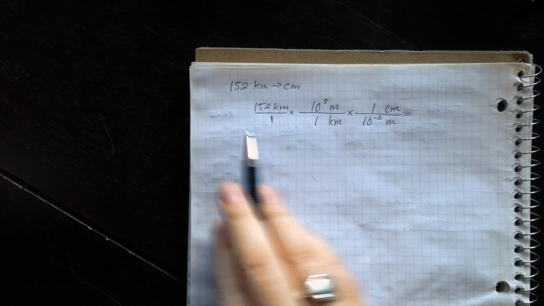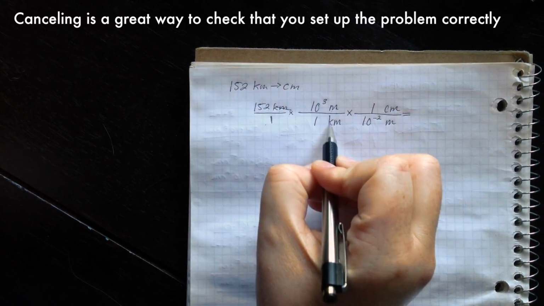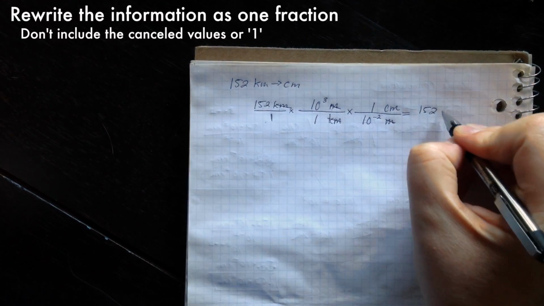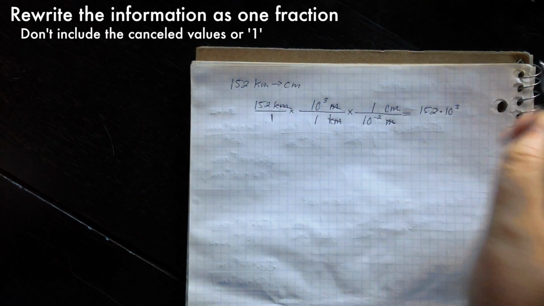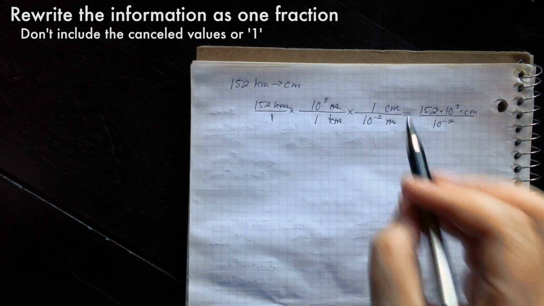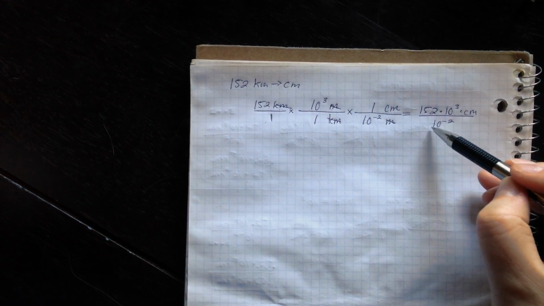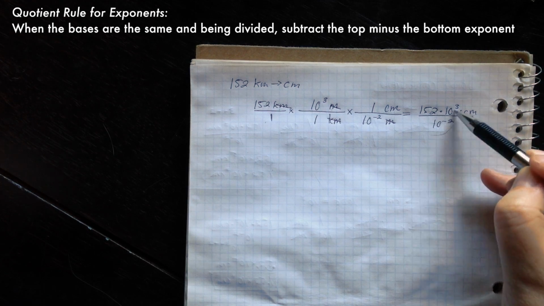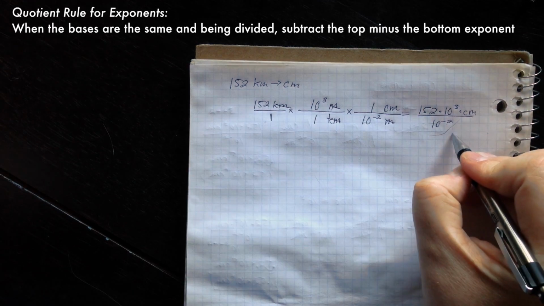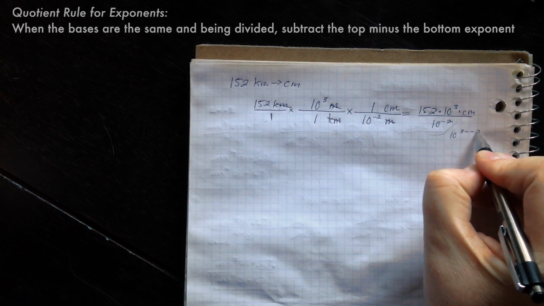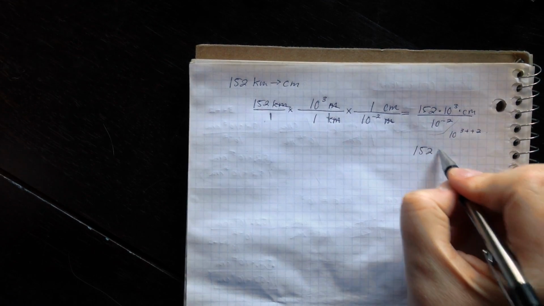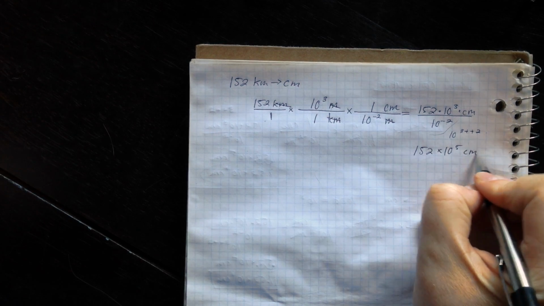Okay. Now that I've done that, I can cancel kilometers and kilometers, meters and meters. Rewrite this, so I'd have 152 times 10 to the positive third times centimeters all over 10 to the negative second. And then I'm going to use the quotient rule for exponents, which states that when bases are being divided and they are the same, you subtract the exponents. So that'll be 10 to the third minus negative 2. Chop, chop. Those two cancel. So this will be 152 times 10 to the 5th centimeters.